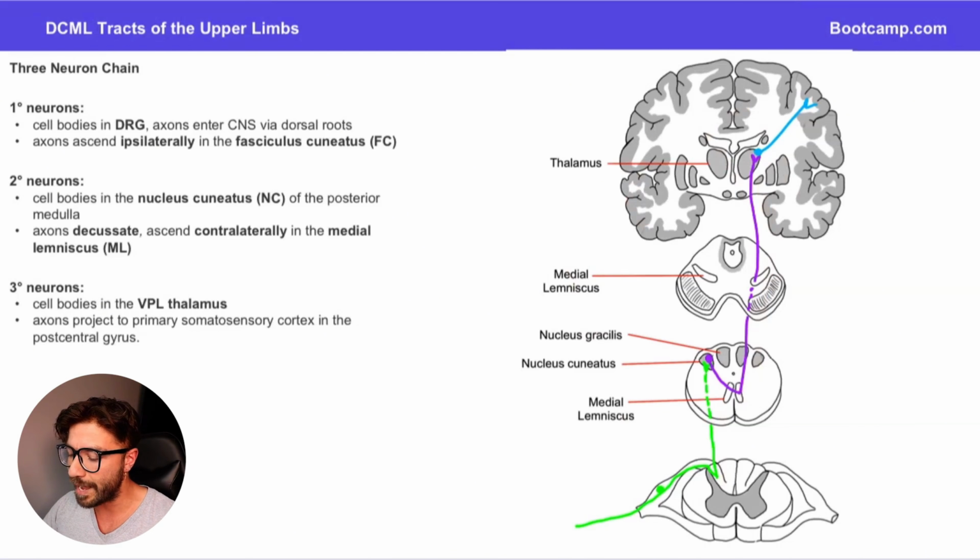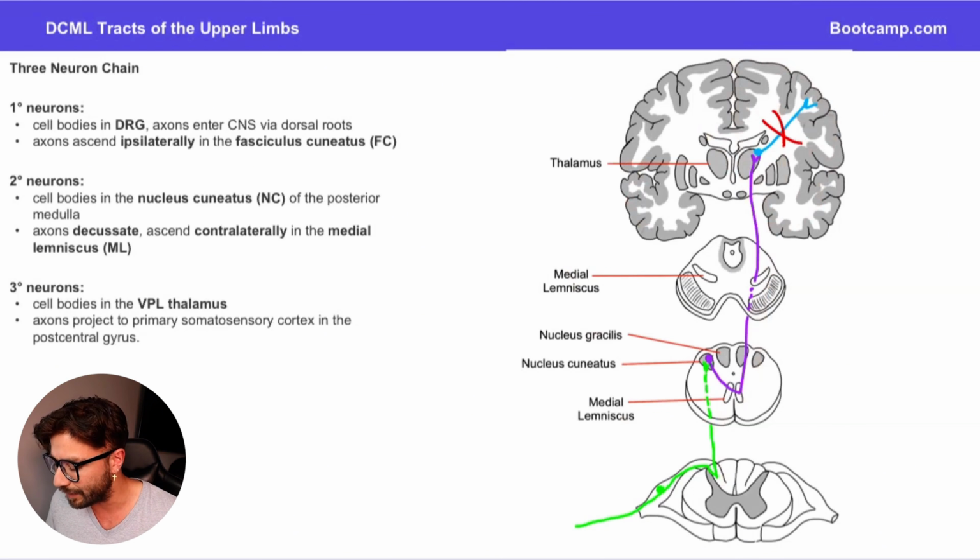Now, what would happen if we had a lesion along this pathway? Let's say we have a lesion right here. What sort of effects would we see? Let's say that this is going to be the right side of the brain. If we have a lesion right here, we're not receiving information from the left side of the body. So we would have a loss of discriminative touch, vibration and pressure, and proprioception on the left upper limb. This would be a contralateral loss of function.